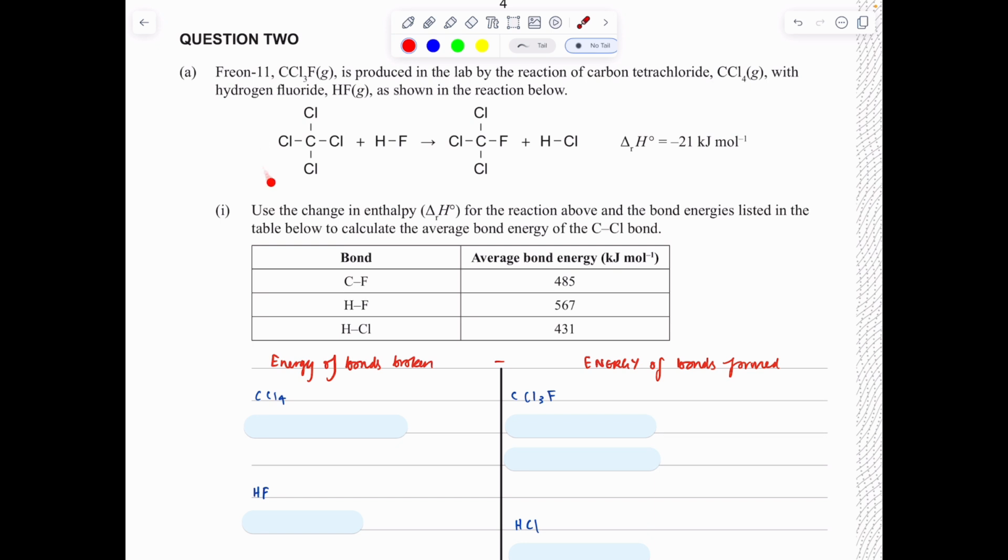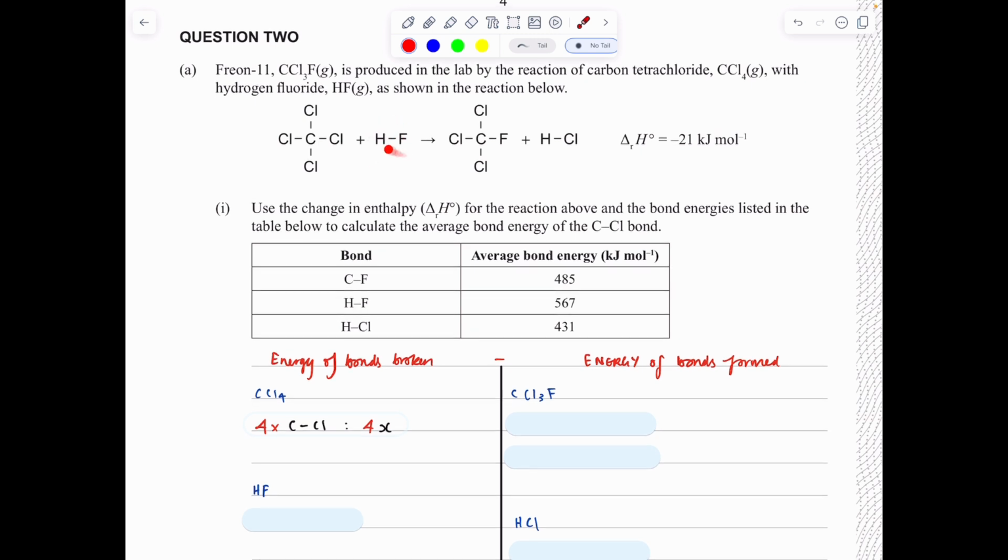So let's look at the first molecule of bonds being broken, CCl4. As you can see here, it's got 1, 2, 3, 4 CCl bonds. But we don't know the energy value of that. That's what we're going to find. So we write an expression something like this. There's 4 CCl bonds, so the expression that we write is 4x. X represents that CCl bond.